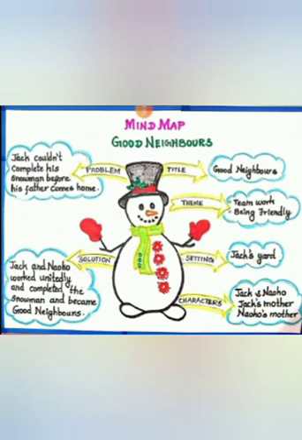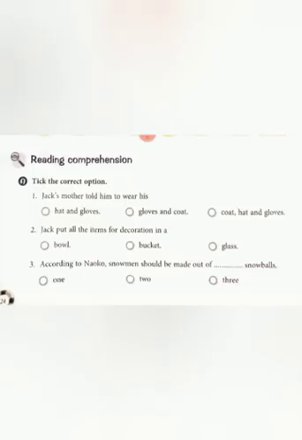Next, who are the characters in the story? Jack and Naoko, Jack's mother and Naoko's mother. What was the problem faced by Jack? Jack couldn't complete his snowman before his father came home. Then they found a solution, right? What solution did they find? Jack and Naoko worked together and completed the snowman and became good neighbors.